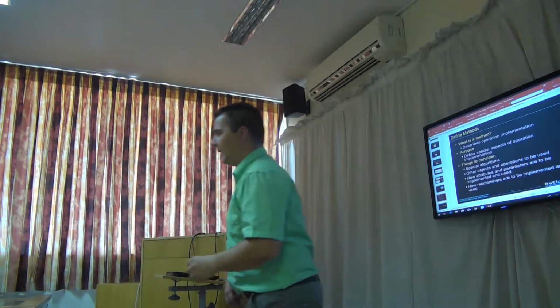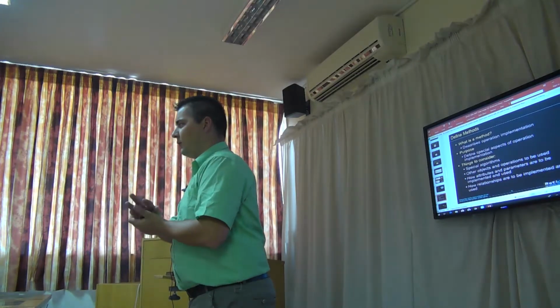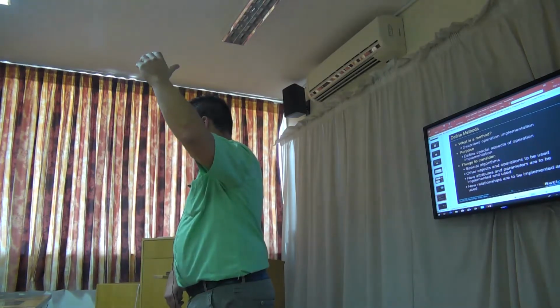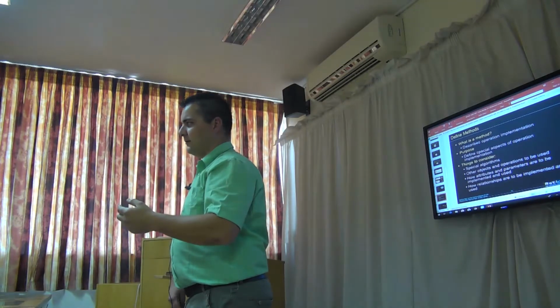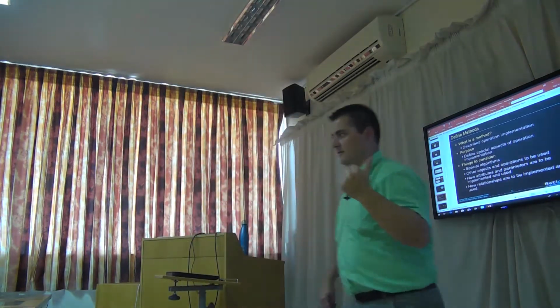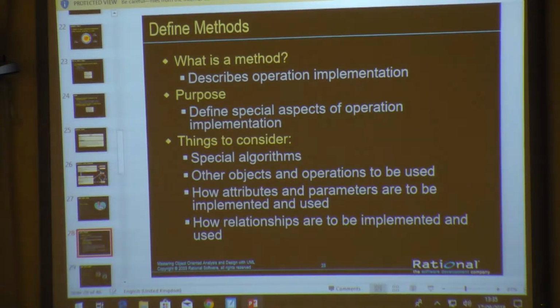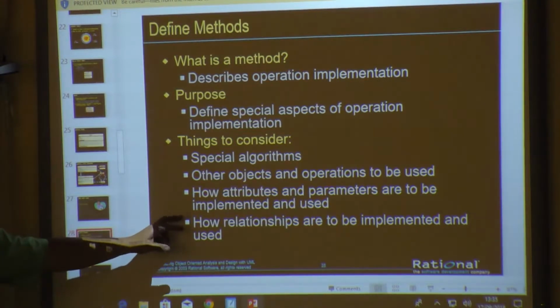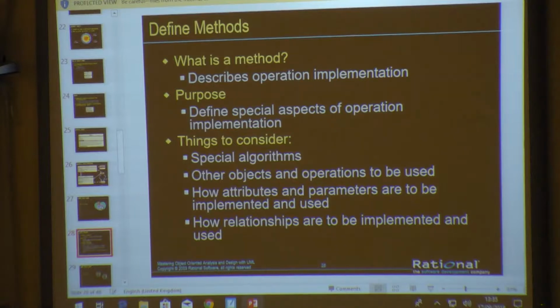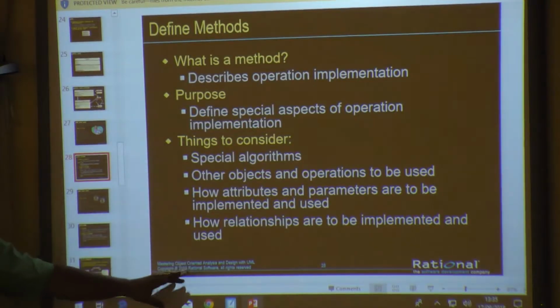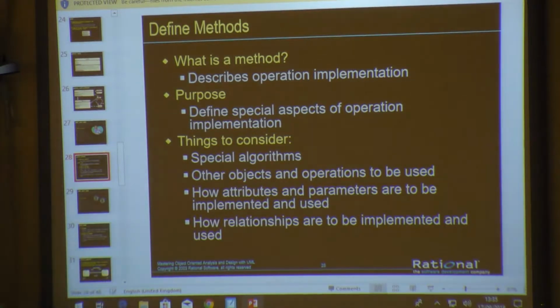Okay. If we look at an elevator, is that thing always going to go up? Let's say someone decided it's going up. What happens now if someone wants to go down? Is there a special algorithm that's going to address it? Okay. Are there other objects and operations that need to be used? Okay. How are the attributes and parameters to be used and implemented? Are there relationships that are to be implemented? So those are some of the things that we might need to consider when defining the methods.